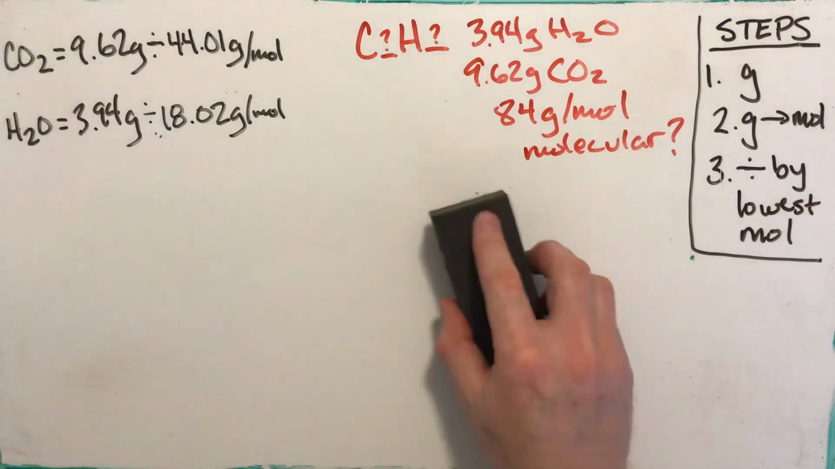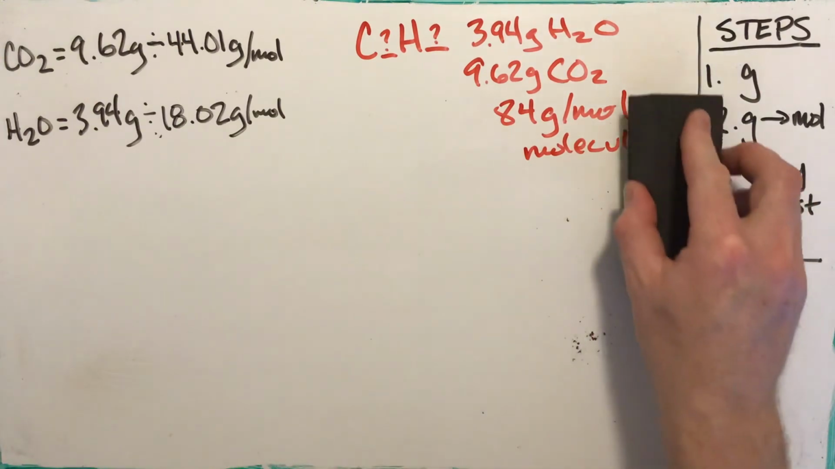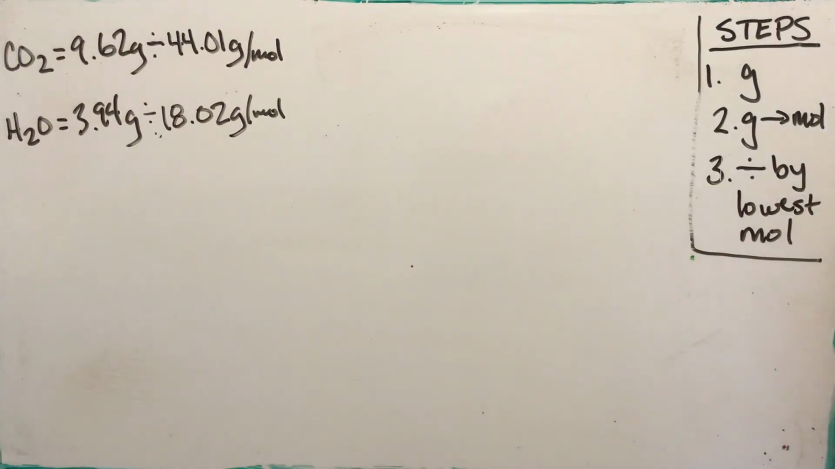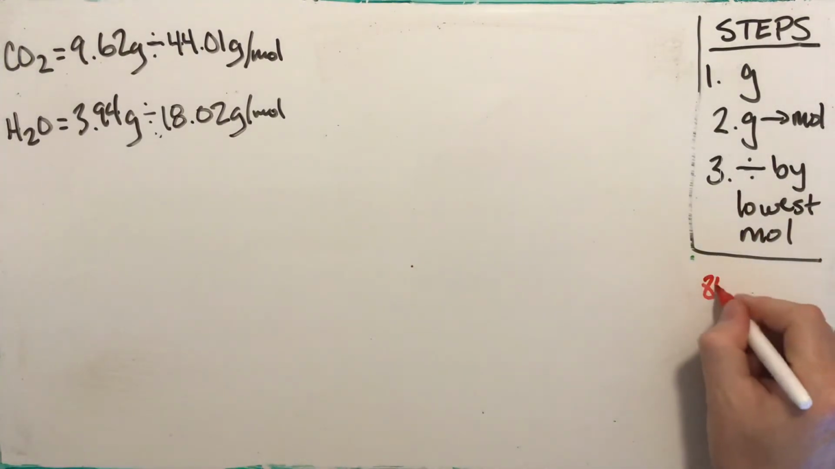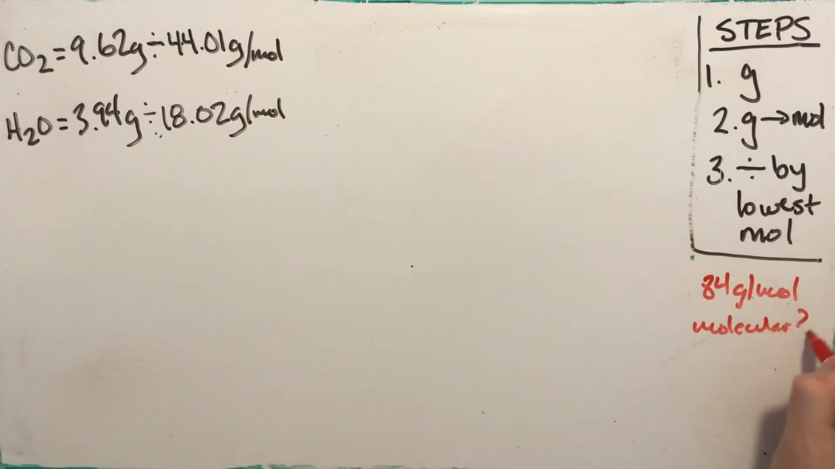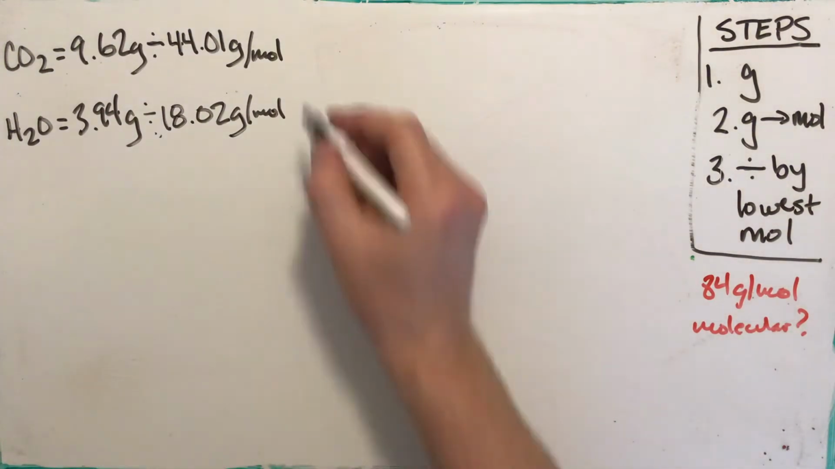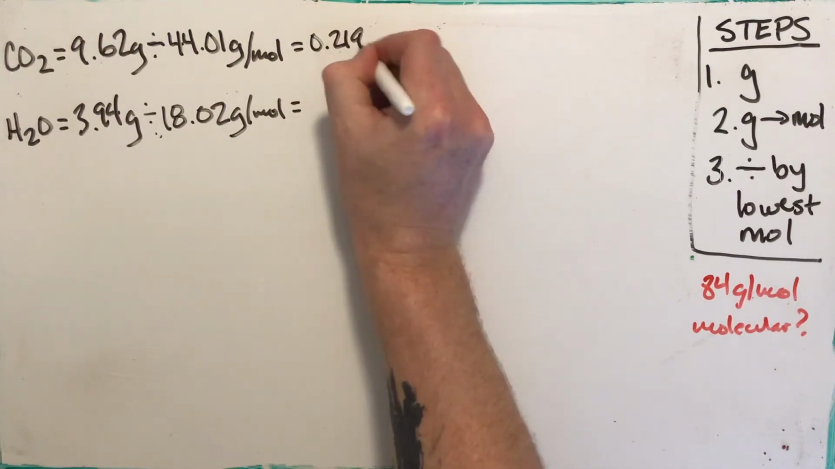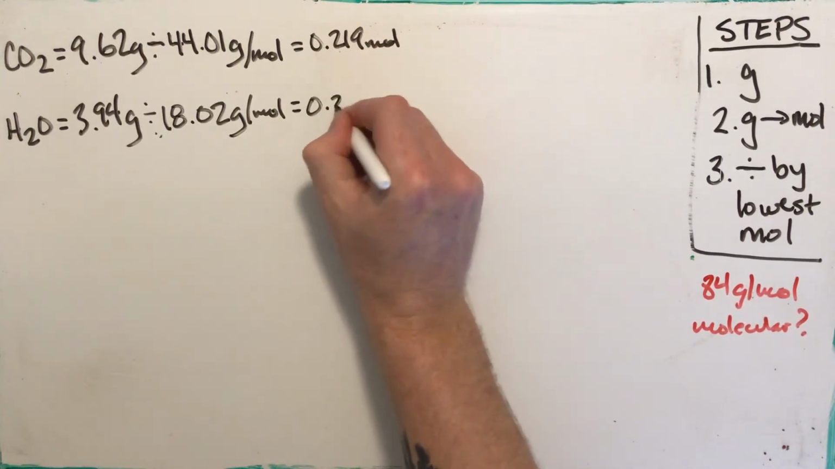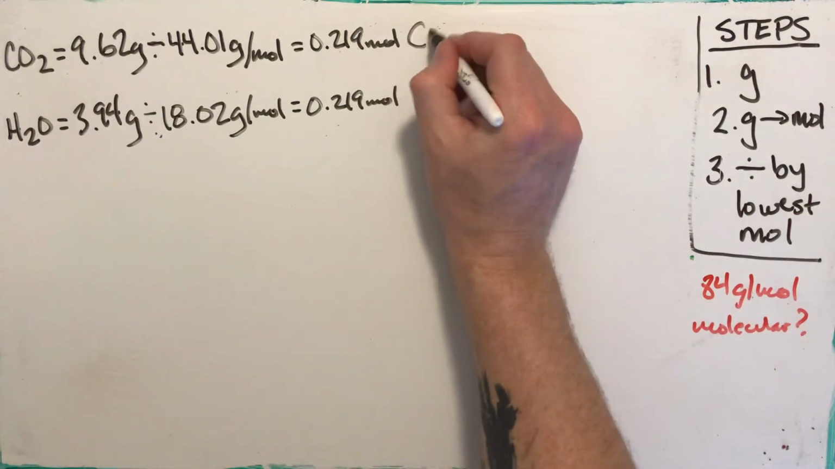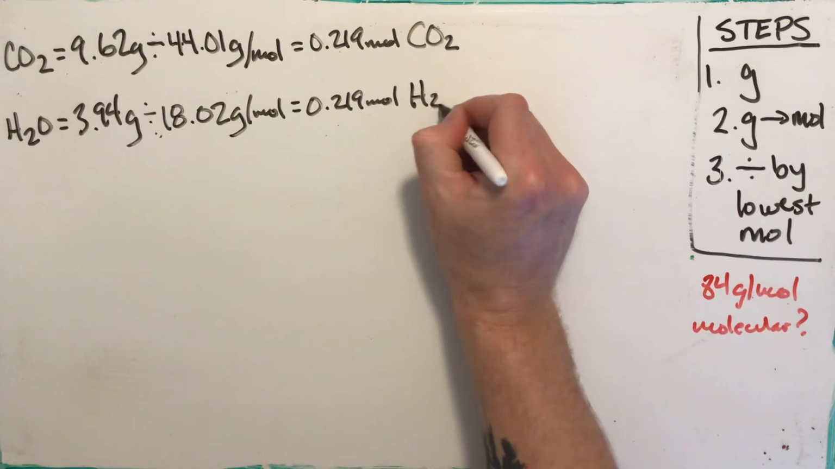So I'm going to do that. I'm going to erase this because I know that information. I'll put down here, molar mass was 84 grams per mole, and we're looking for molecular. All right. So when we do that, we end up with grams divided by grams is no grams. We'll be left with moles. And both of them end up as 0.219 moles. This is moles, though, of CO2. This is moles of water.